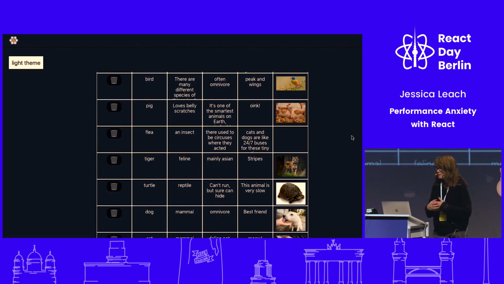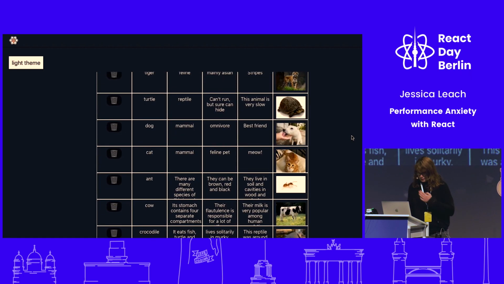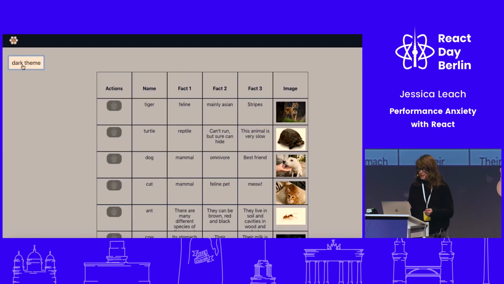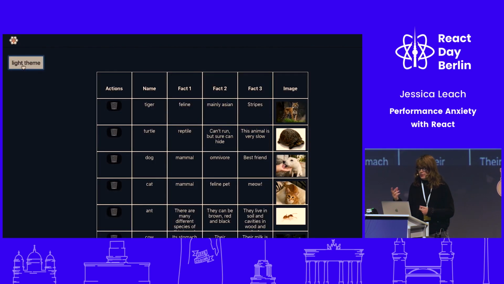This is a site which displays some data about animals in a table. There's a parent component called table, then children components, header cells, rows, and cells. If you update the theme with that button on the corner, then all the components re-render.